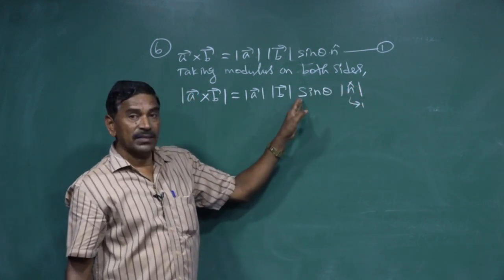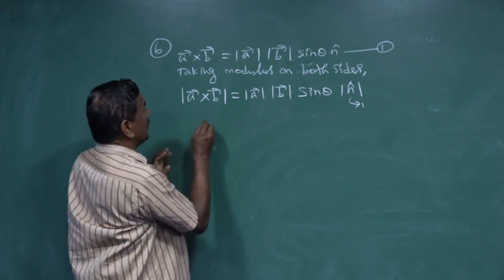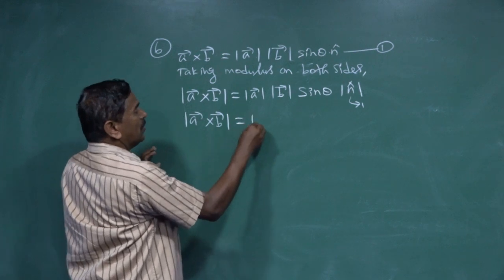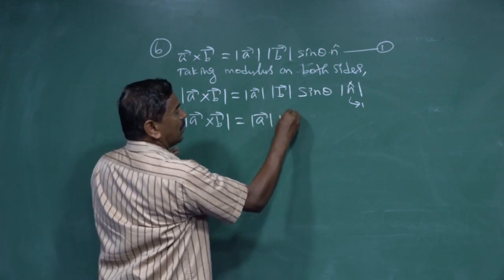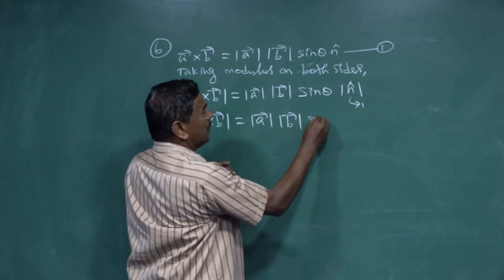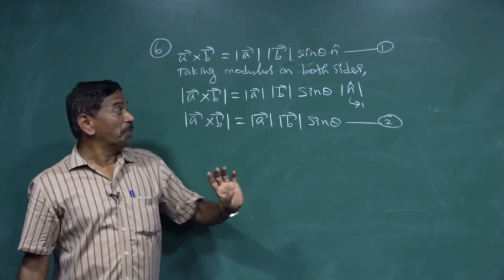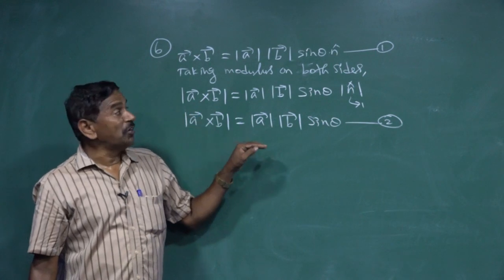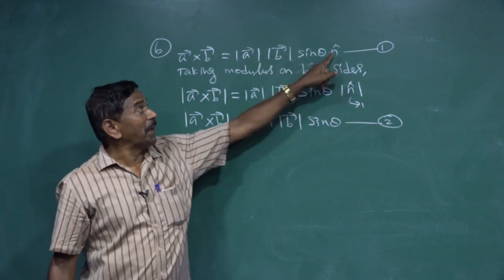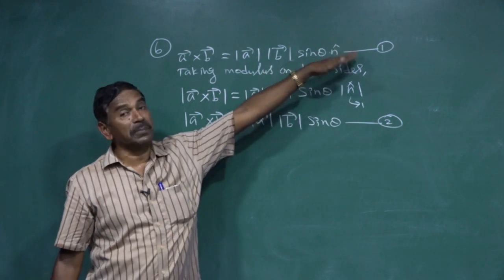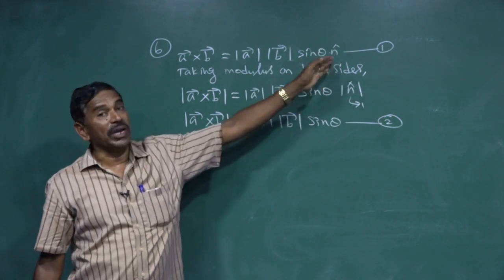Okay, the same. Modulus of a vector cross b vector is equal to modulus a vector into modulus b vector into sin theta. Let it be the second equation. Now our topic is the perpendicular unit vector to both a vector and b vector, which is given by the formula n cap equal to something. So I want to derive n cap.